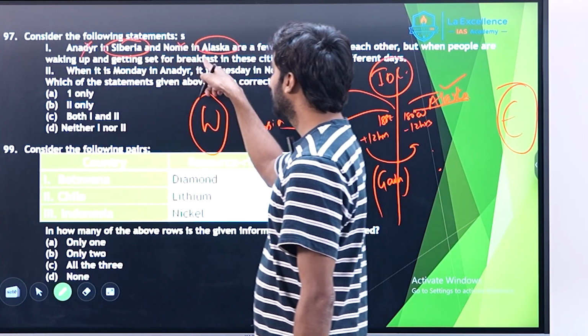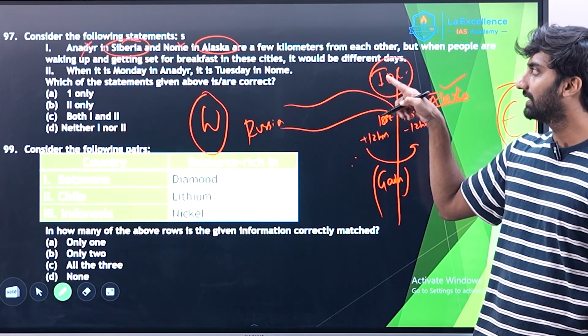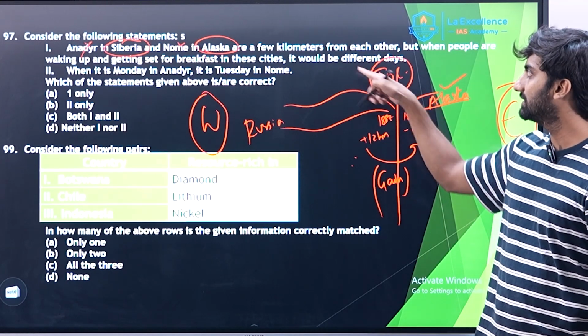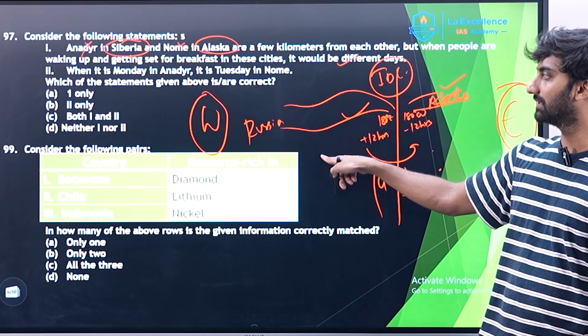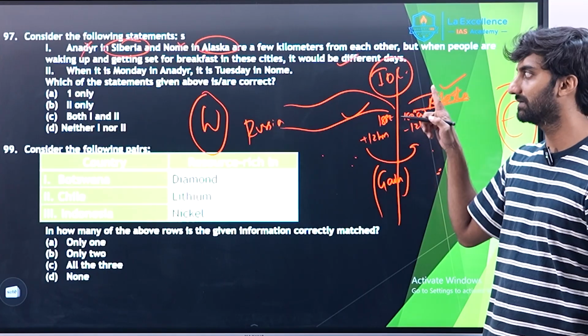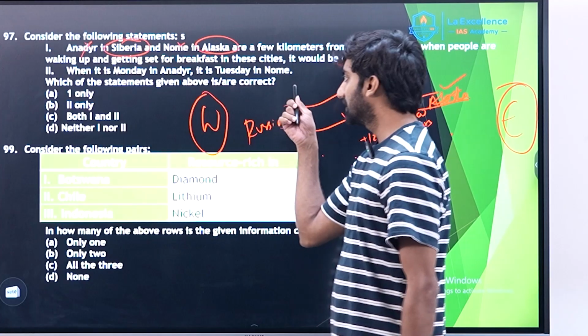Anadyr in Siberia and Nome in Alaska are a few kilometers from each other, but when people are waking up and getting set for their breakfast in these cities, it will be different days. So when they are waking up, the days will be different in Siberia as well as Alaska. Statement 1 is true.